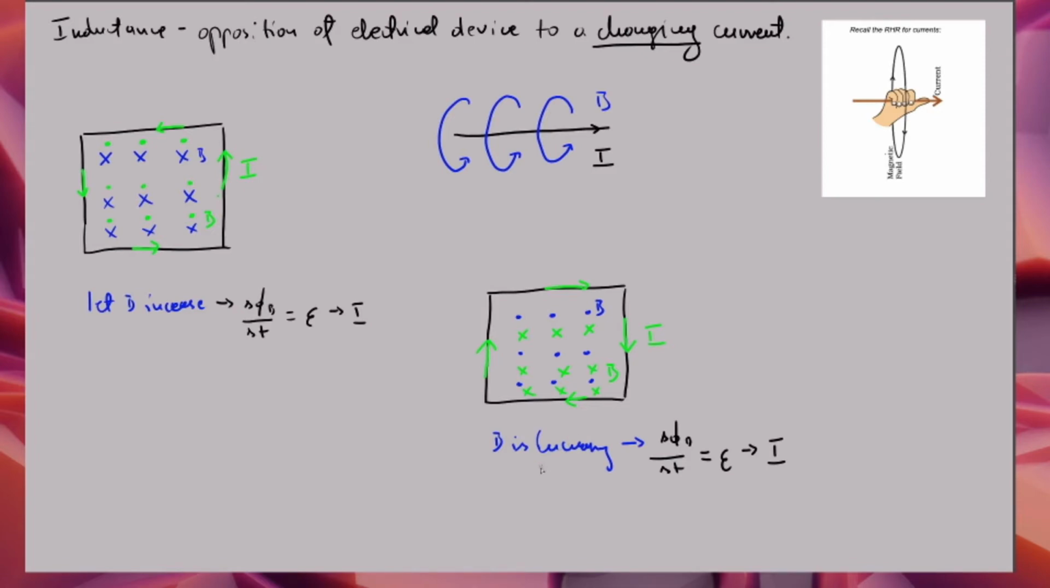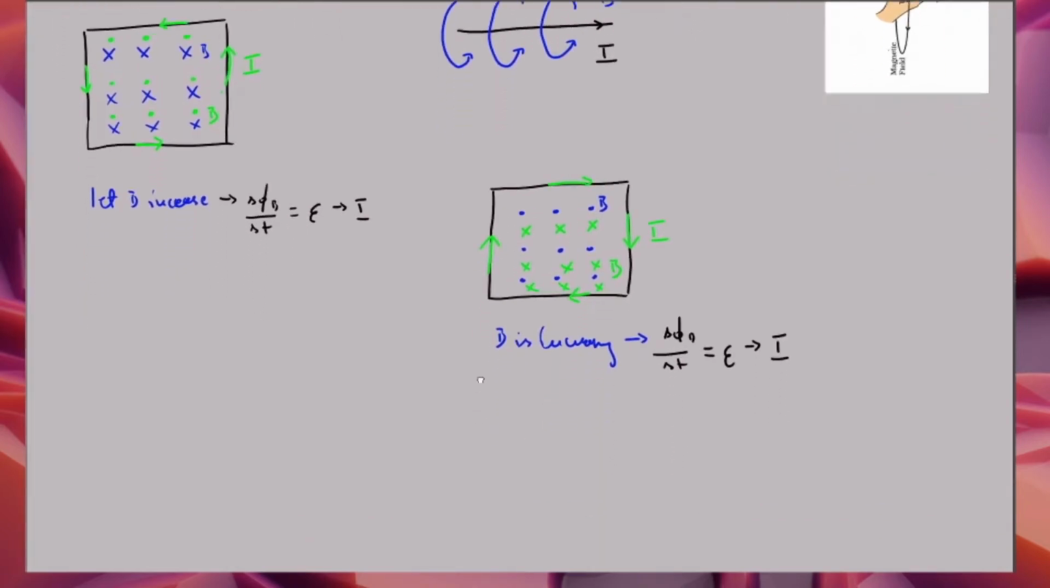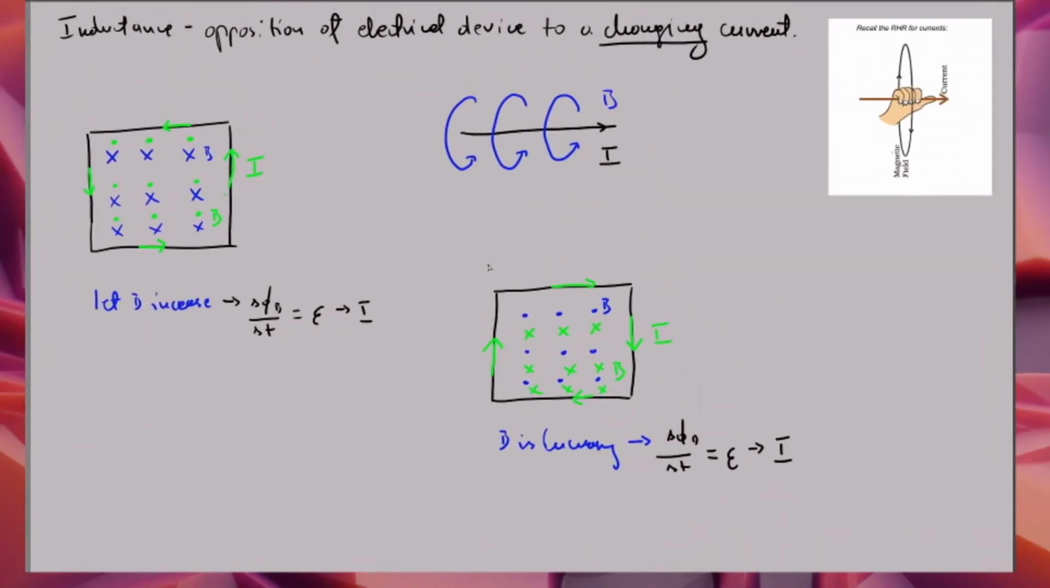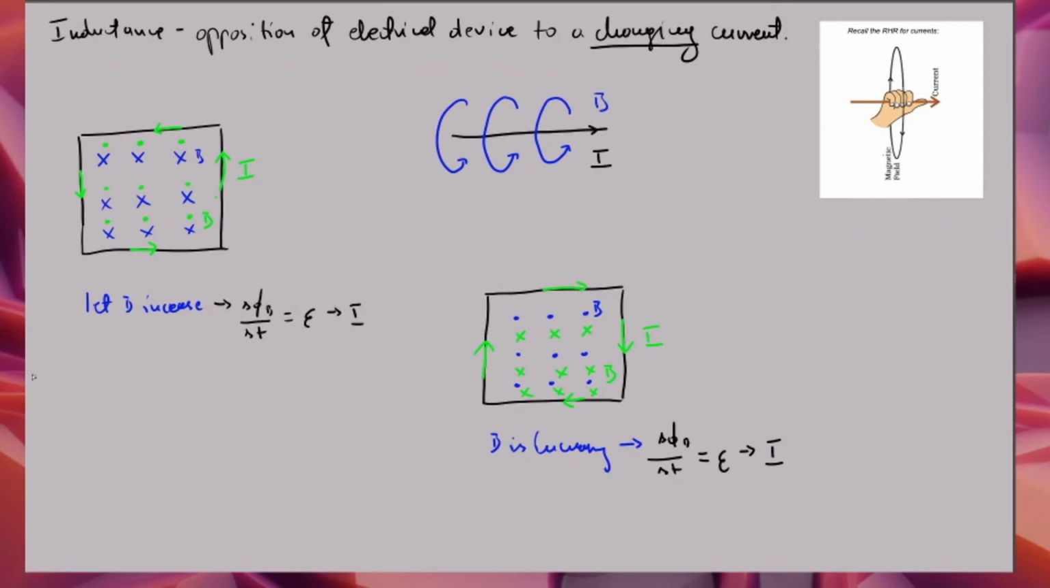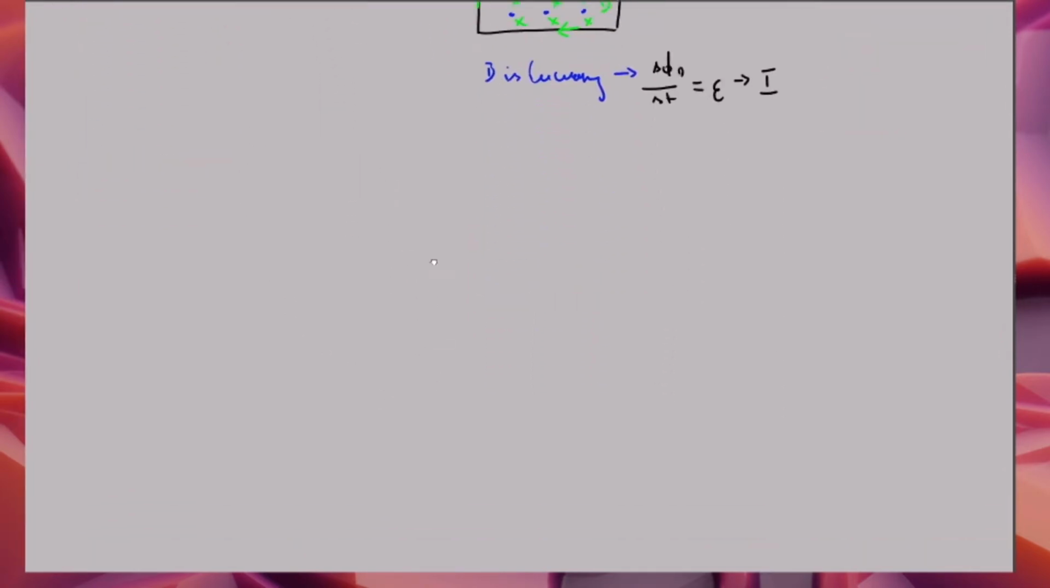Now let's see how we tie this into inductance. So let's move this up. Well, actually, let me copy something over. I'm going to copy the definition of inductance. And let's move this down. So the inductance is the opposition of some electrical thing to a changing current. Now let's see how we can get to that point. See what it actually means.